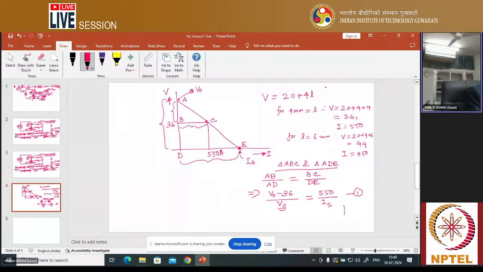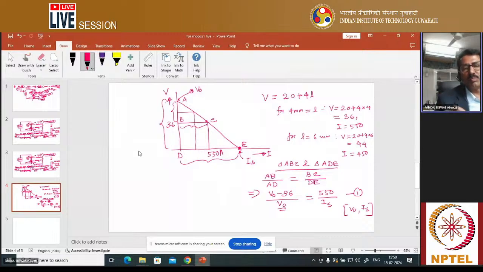So two variables you have here, V0 and IS. For that, this is one equation you got. Another equation you also need to find out. Always keep in mind that for higher voltage, generally your current is lowered. So whatever is given here, you should keep this in mind.